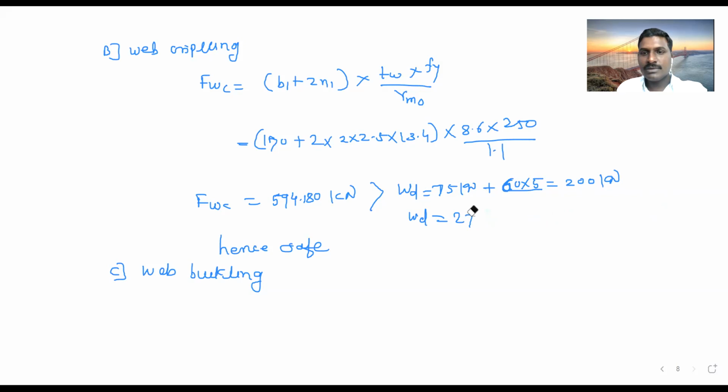So here, how much is this? Now tell me, 60 into 5, how much? 300. So now this is 375. Now this is correct. So this is greater than 574. So it means hence safe. Now web buckling.